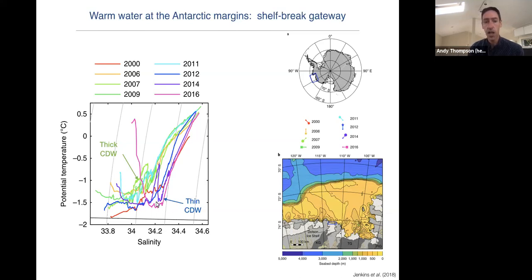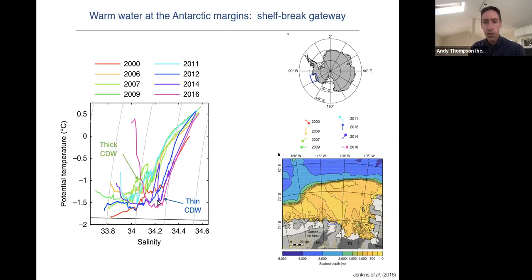Okay, so this other elbow here in the TS diagram is very indicative of waters that are forming through a combination of surface forcing in the winter, but also interacting with any meltwater that might be coming out of these ice shelves. And so we see a really dramatic change in the properties of winter water that are coupled to these times of the year, which are thick CDW and thin CDW years.